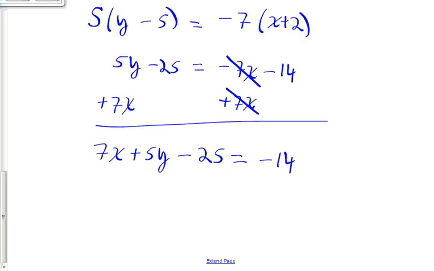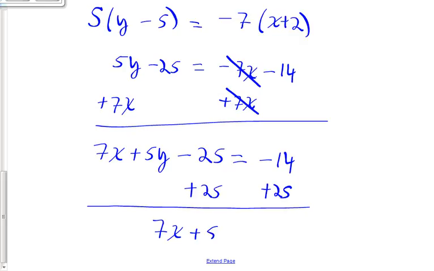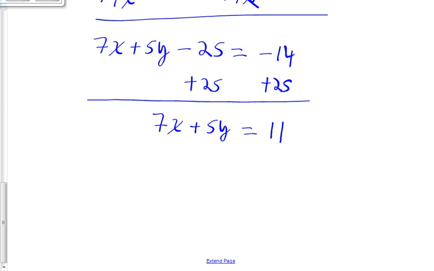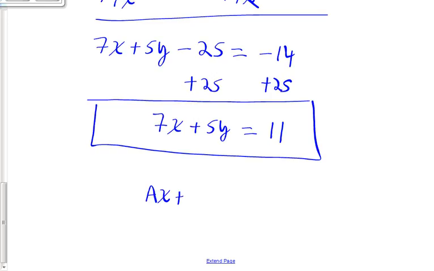And in the last step, I need to move that constant over to the other side. So I'll add 25 to both sides, and I will have 7x plus 5y is equal to, and this is going to be what, 11? 11. So here you have it. This is the standard form of that line that passes through those 2 points. It's ax plus by equals c, where a is 7, b is 5, and c is 11. So that is the conclusion of our linear curve fitting video.